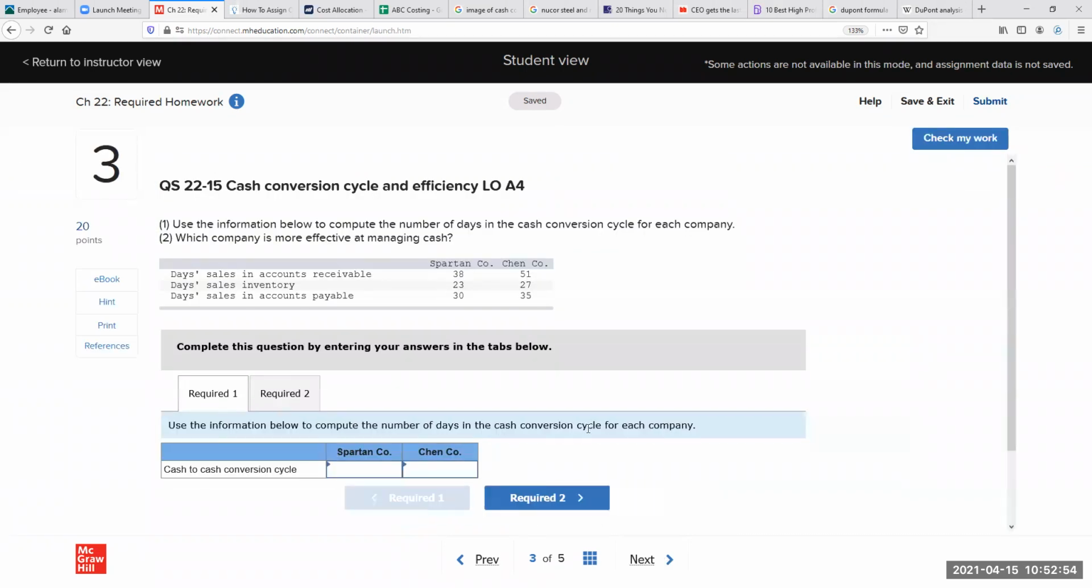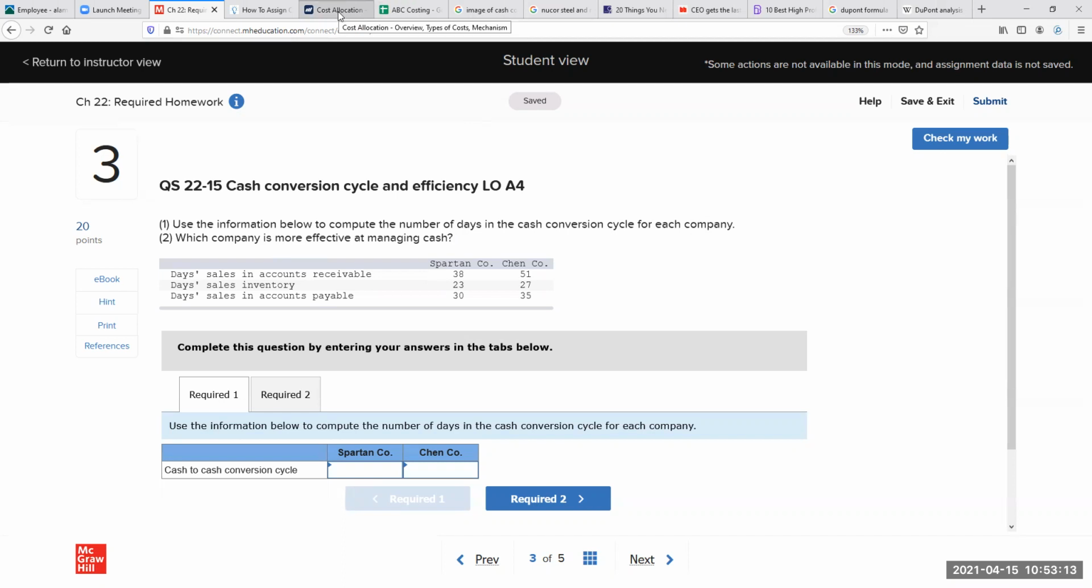So please, you want to be thinking like a manager. How can I help the company? All right. Now here, use the information below to compute the number of days in the cash conversion cycle. Which company is more effective? Well, you're probably saying, what is the cash conversion cycle?